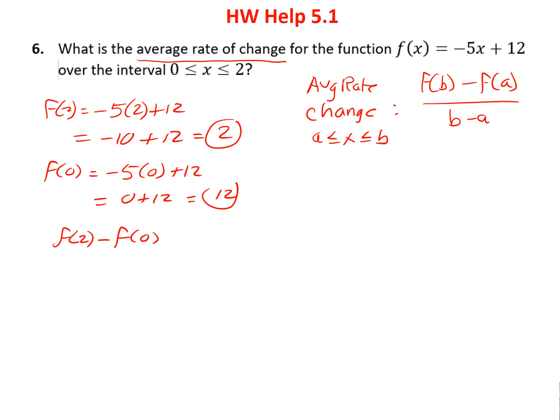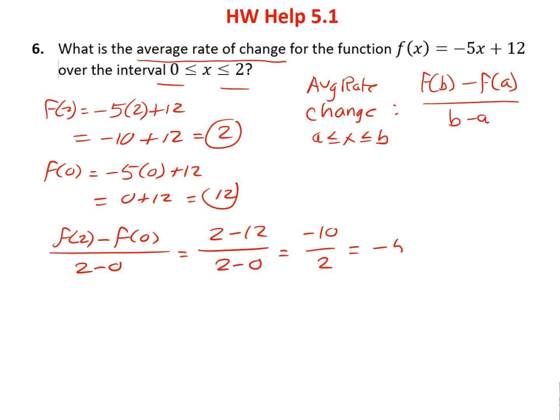Now, using our formula, the formula actually then is f of 2 minus f of 0. Notice we're going from 0 to 2. That's where these numbers come from. Divided by 2 minus 0. So noticing that f of 2 is 2, I end up with 2 minus 12 divided by 2 minus 0. So I get minus 10 over 2, or negative 5. So the average rate of change is negative 5.